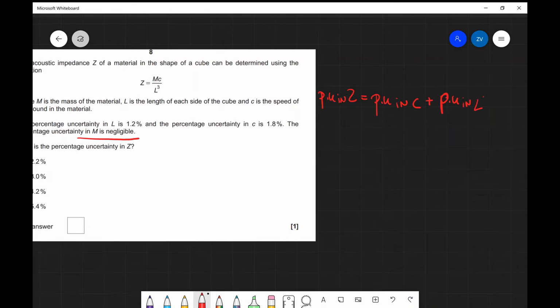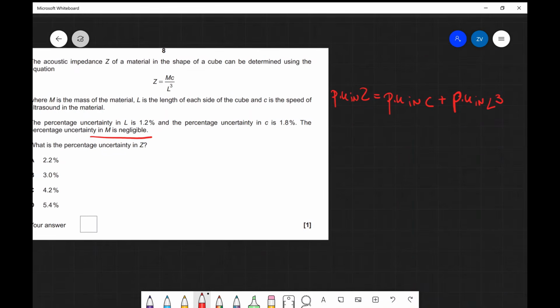A good tip or rule of thumb to remember is that anytime you have the percentage uncertainty of a quantity raised to a power, that is actually equal to the power times the percentage uncertainty in that quantity. So the percentage uncertainty in L cubed is actually 3 times the percentage uncertainty in L. So that means that the percentage uncertainty in Z will just be your percentage uncertainty in C plus 3 times the percentage uncertainty in L. And that's really the catch of this question, so to speak.